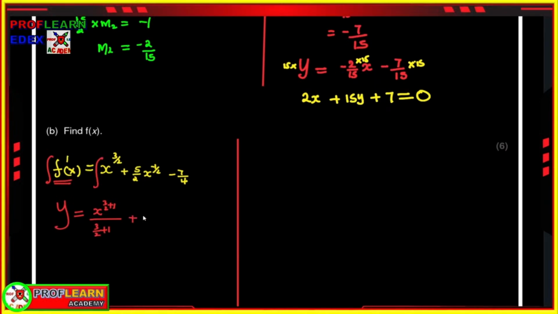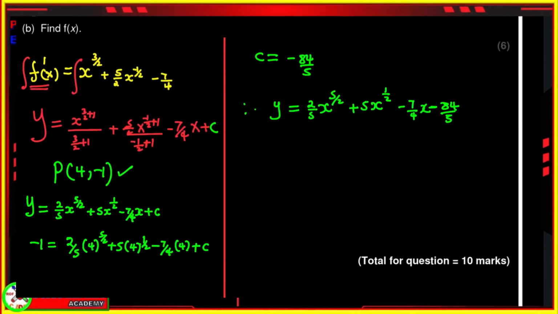This is 5 over 2 x raised to power -1 over 2 plus 1, over -1 over 2 plus 1 as well. Then this is -7 over 4. Since it's a constant, we add an x, and then we shall say plus c. Plus c at that point. So this is not a minus, it's plus. I don't know why the ink has jumped on that, but that's plus c.